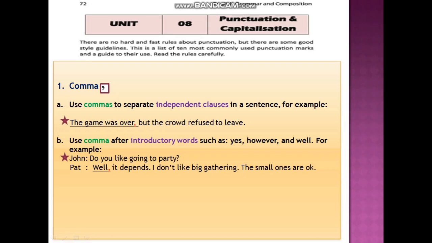Next, number B, use comma after introductory words such as yes, however, and well. For example, John, do you like going to parties? Pat, well, it depends. I don't like big gatherings. The small ones are okay. Here, well is the introductory word. So, we use a comma here.